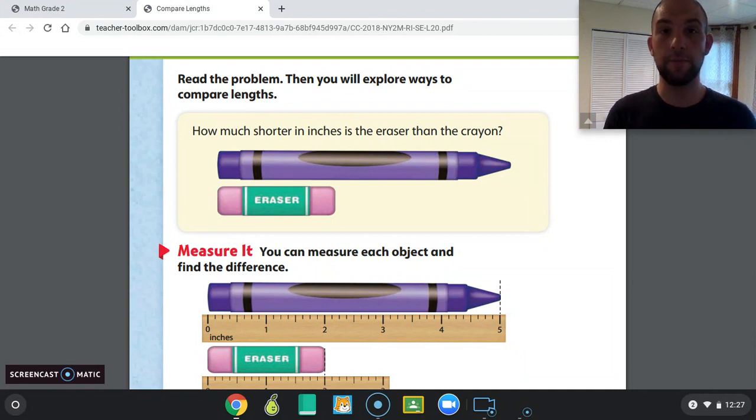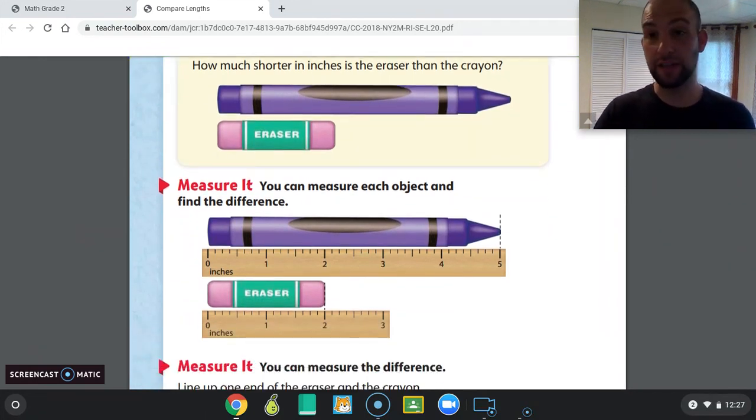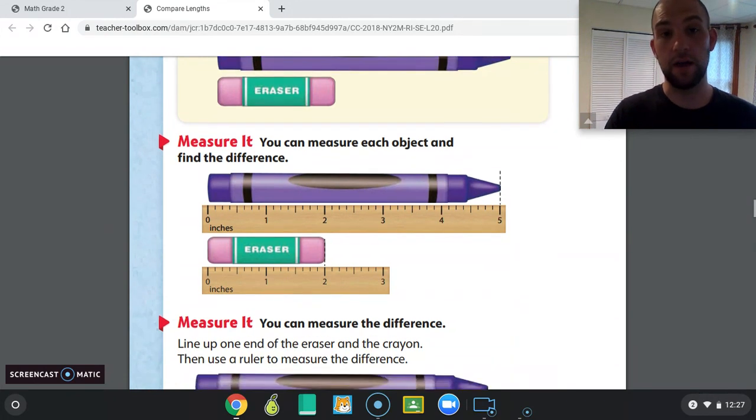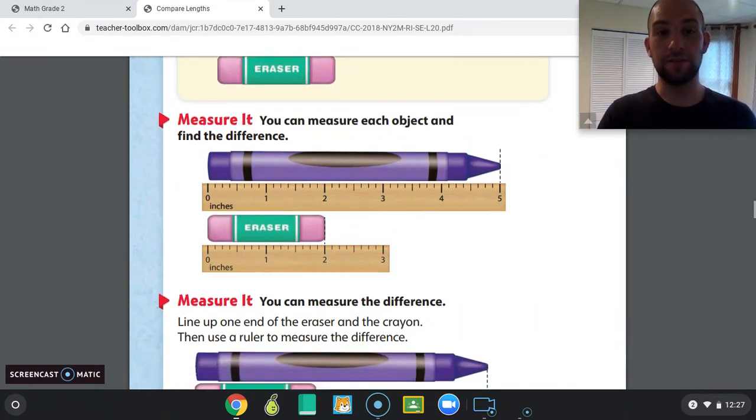So this one says, read the problem, then you'll explore ways to compare length. How much shorter in inches is the eraser than the crayon? So now we're working with inches instead of centimeters, but our process will be exactly the same. At the end, we'll just label it inches instead of centimeters. So you can measure each object and then find the difference.